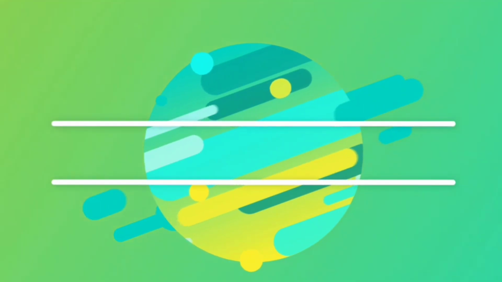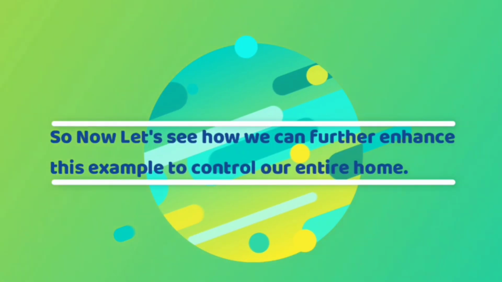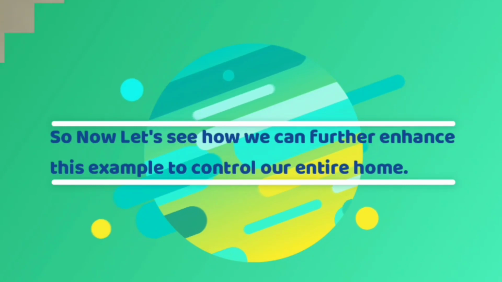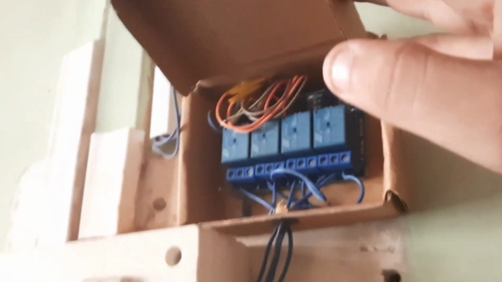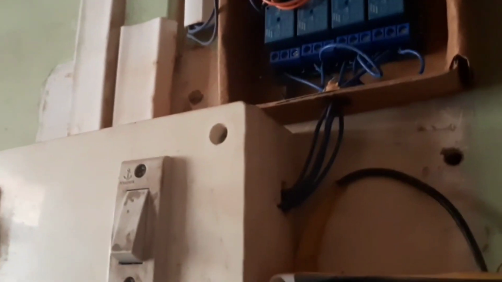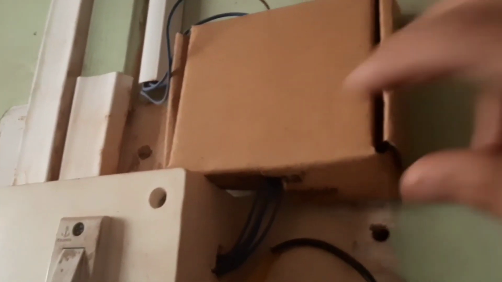So now let's see how we can further enhance this example to control our entire home. So here is the main module. In each room we have to place modules like these, and these come in different channels, like single channel, dual channel, 4 channel, and 8 channel. The number of channels depends upon the number of devices we have to connect. So in each room I have connected 4 channel ones. So in total my home can control 14 devices.